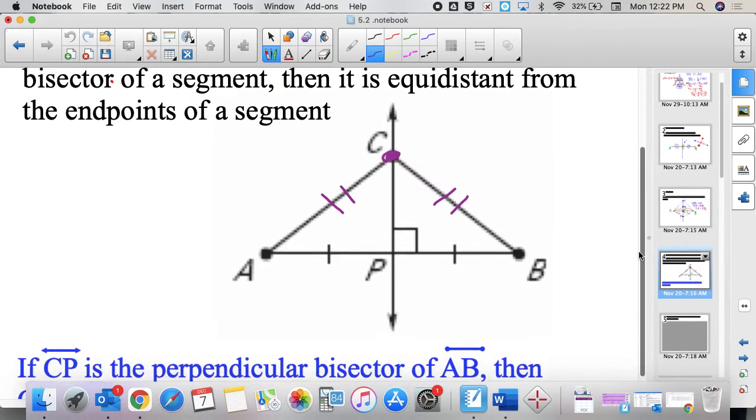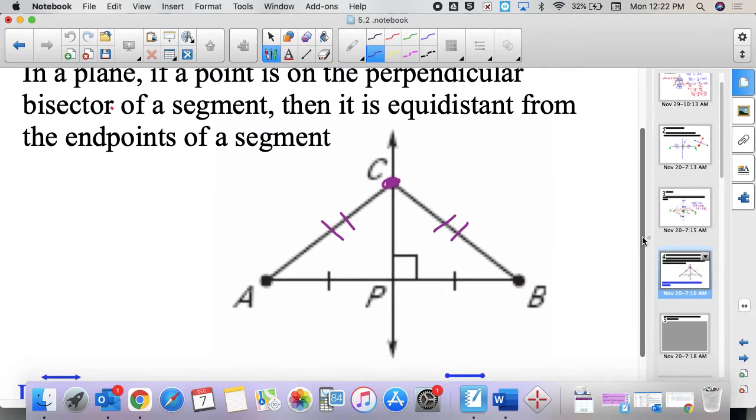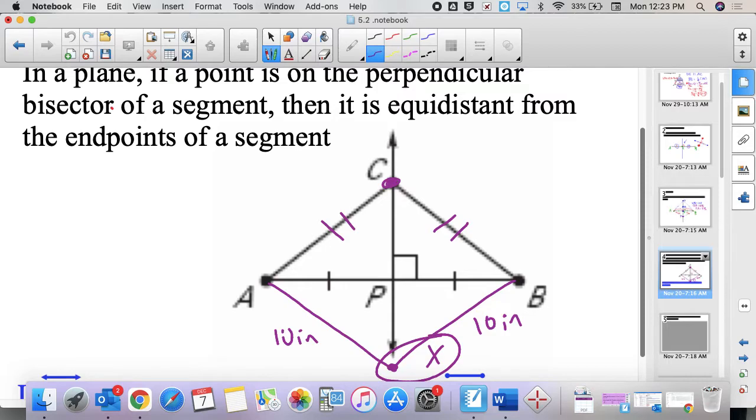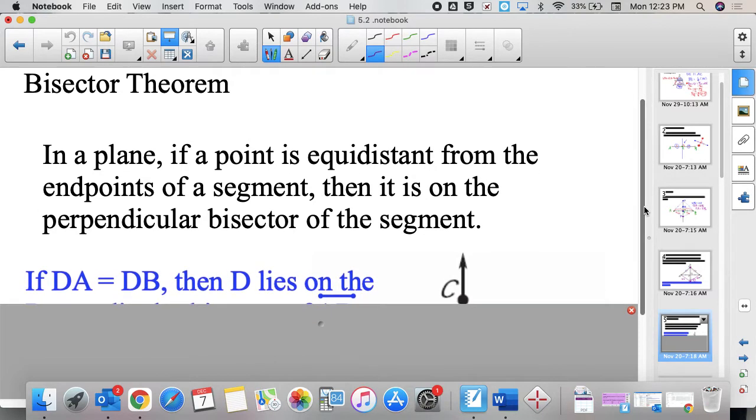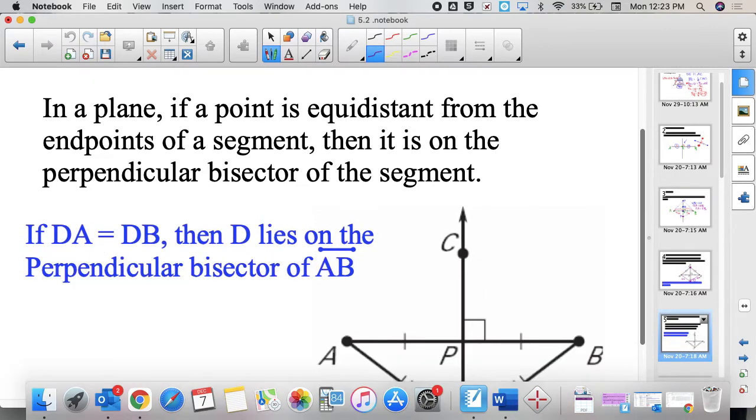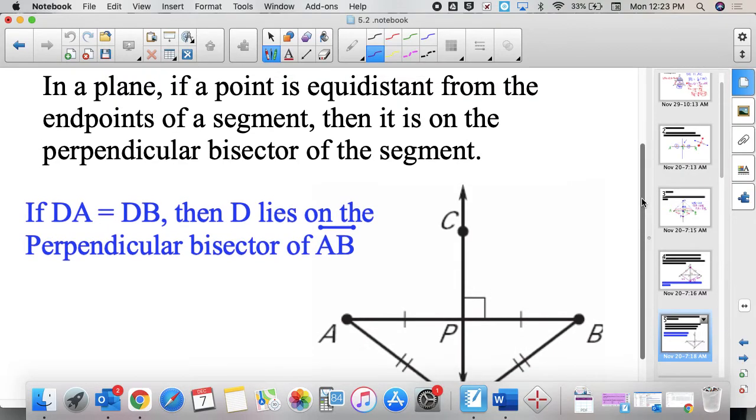Now, the other part that it's going to come up with here, it's going to talk about if I have this other point down here, call it point X. The converse to it is going to be true also. Meaning if X to A is 10 inches, and X to B is also 10 inches, then this point X is going to be on the perpendicular bisector. Right, so it's just going to be the converse to it. If a point is equidistant from the endpoints of a segment, then it is on the perpendicular bisector of that segment.